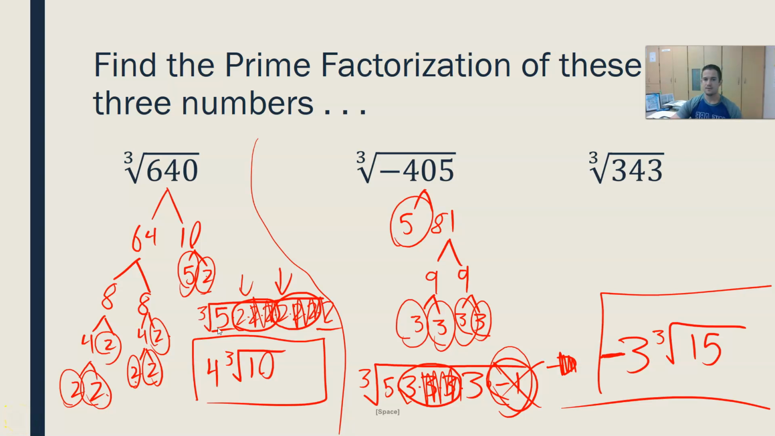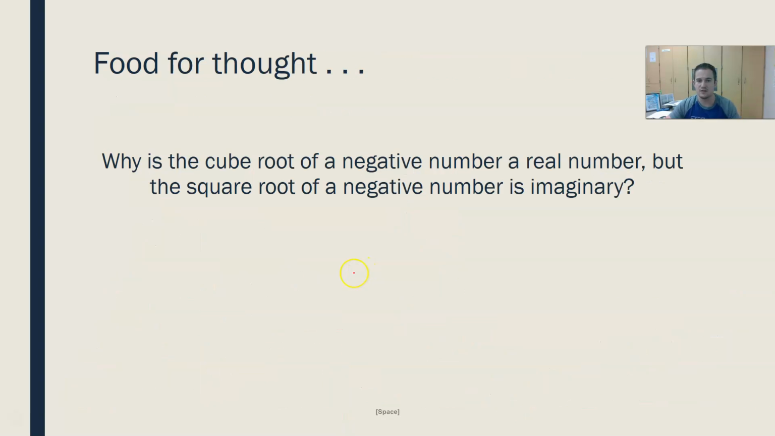Okay. Let's go on to the next section here. So I want you to just give it a thought for a minute. We're going to talk about this in a minute. But why is the cube root of a negative number a real number, like another negative number? But the square root, why is the square root something different? We're going to talk about how it's called an imaginary number. Be thinking to yourself, why can I take the cube root of a negative number, but not always the square root of a negative number.